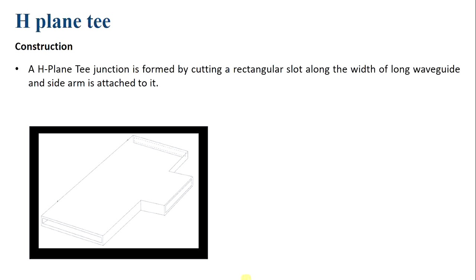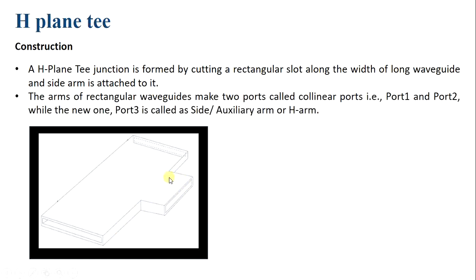The H-plane T junction is formed by cutting a rectangular slot along the width of a long rectangular waveguide, and a side arm is attached. The arms of the rectangular waveguide make two ports called collinear ports, that is port 1 and port 2, as you can see in the figure, while the new one is port 3, which is called the H arm, or the side arm, or the auxiliary arm.